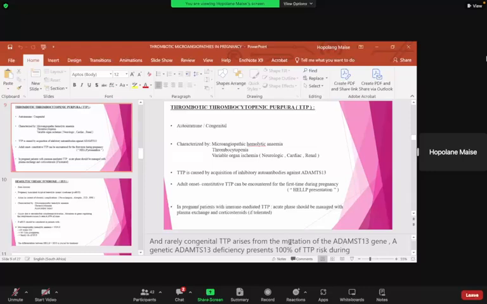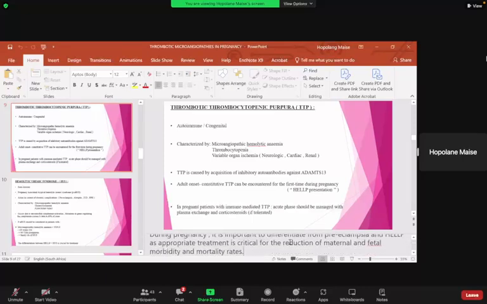And usually when there is a deficiency, this presents 100% of the TTP risk during pregnancy itself. So TTP is caused by acquisition of inhibitory autoantibodies against the A disintegrin and metalloprotease with thrombospondin type 1 domain 13. And adult onset constitutive TTP can be encountered for the first time during pregnancy. So during pregnancy, it's very important to be able to differentiate between preeclampsia and HELLP, as appropriate treatment is critical for the reduction of maternal and fetal morbidity and mortality rates itself. In pregnant patients with immune-mediated TTP, an acute phase should be managed with plasma exchange and corticosteroids if tolerated.